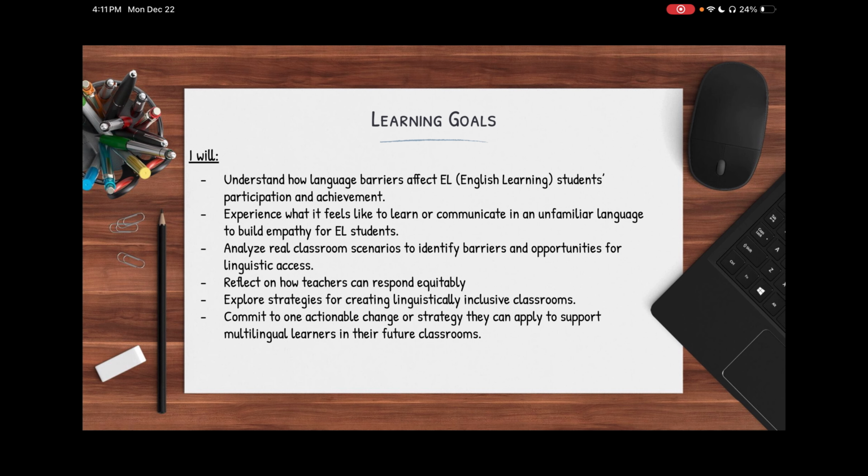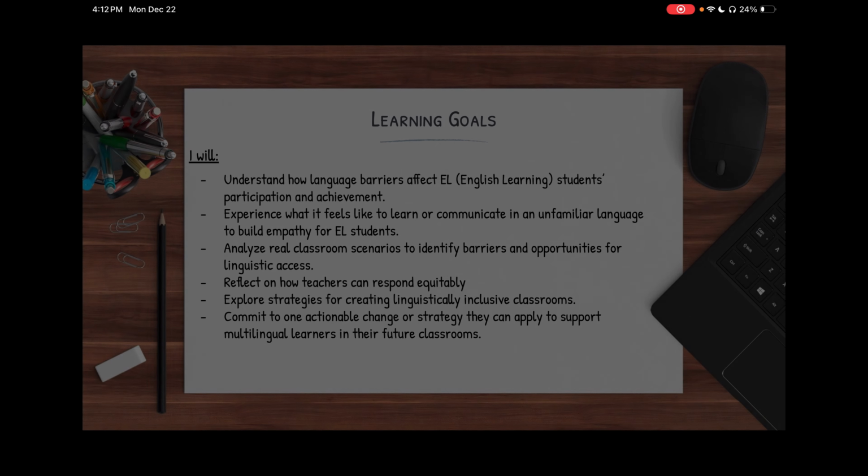So these are the learning goals that I have for you guys today that I'm hoping you can get out of this presentation. So some of the things that I'm hoping that you have learned after listening to this is that you understand how language barriers affect English learner students and how it has such a big impact on their participation and what they can achieve, and really experience what it's like to learn or communicate in an unfamiliar language in a classroom setting. And I want you to think about what you could be doing differently in your student teaching or how you will go into your student teaching now with this knowledge.